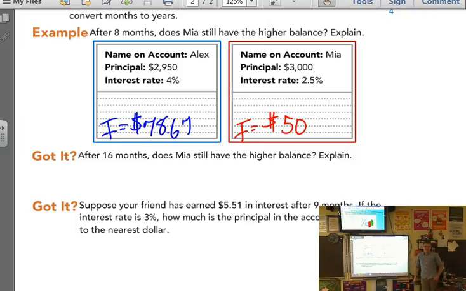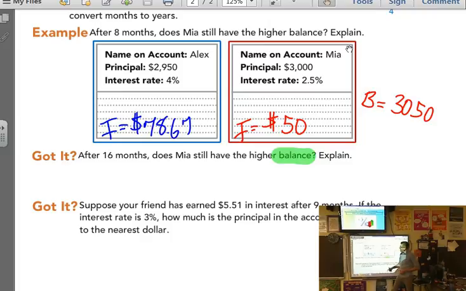So now it says after 16 months, does Mia still have a higher balance? So be careful here. If we're looking for balance, well, remember, how do I find balance? And what does balance really mean? Sam? So balance is your principal plus your interest. Balance is principal plus interest earned. So up here for Mia, her balance was $3,050. And Alex's balance was $3,028.67.